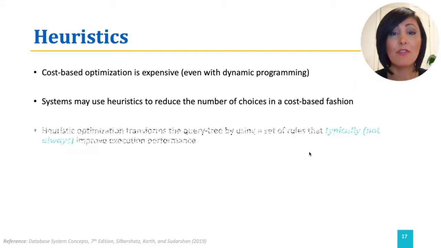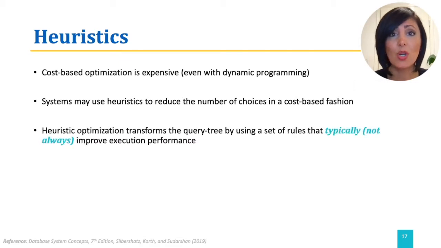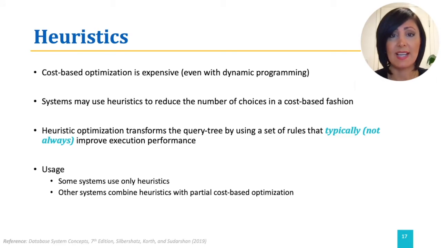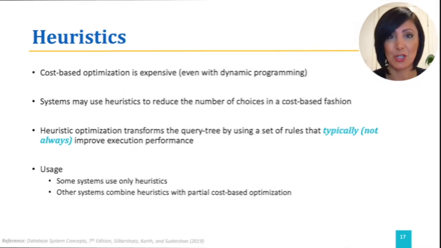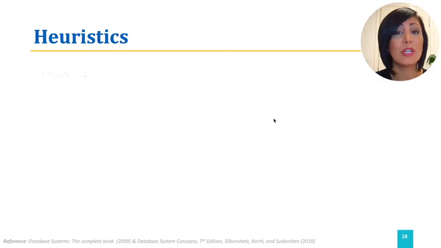Heuristic plans offer a good starting point or transform the query expression by using a set of rules that usually improve the execution performance. Note that these rules are heuristics and may not always end up actually improving the execution performance, but they typically do. While the number of systems that only use heuristics is limited, many systems actually combine heuristics with cost-based optimization for limiting the search domain. Let's take a look at some of those popular heuristic rules.